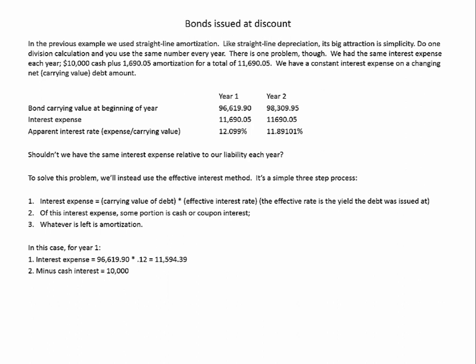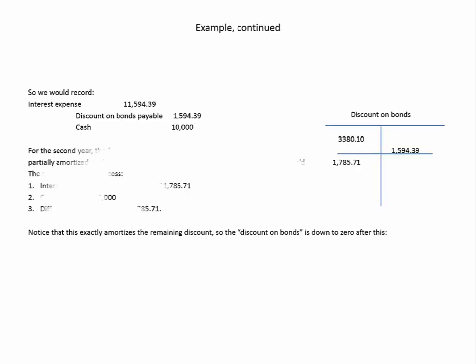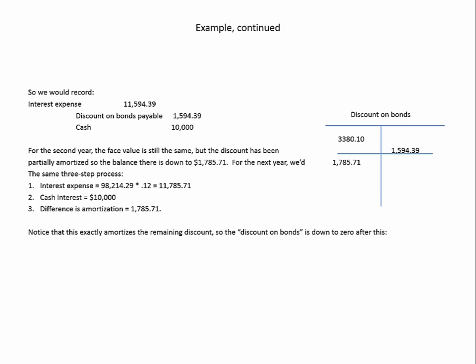So in this case for year one, interest expense would be $96,619.90 times 12% equals $11,594.39, minus our cash or coupon interest of $10,000, leaves us with our amortization of $1,594.39. So in this case we would record interest expense $11,594.39. We have our credit to cash for $10,000, and again the difference, essentially a plug figure, is the amortization of that discount on bonds payable. And then we've got our T account over to the right again, illustrating what we just did.